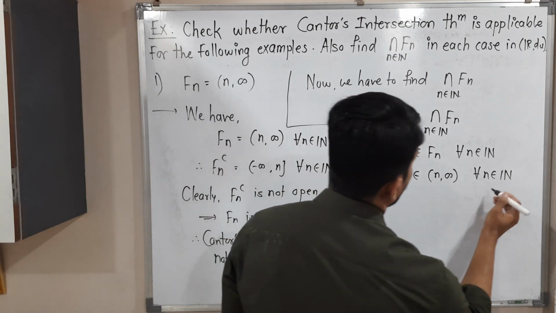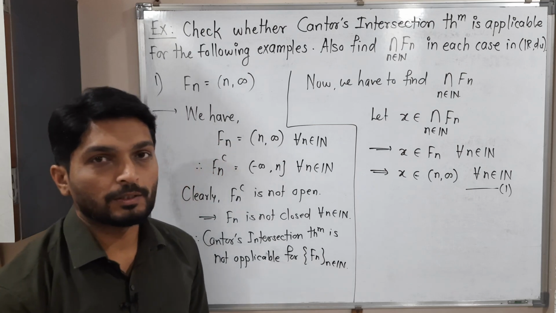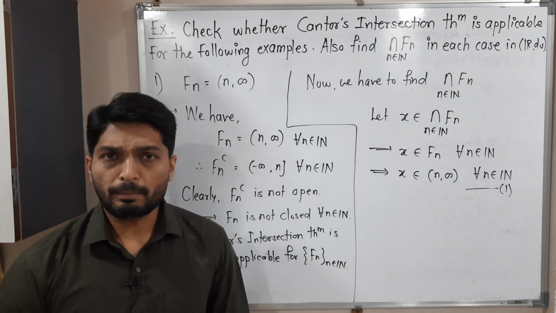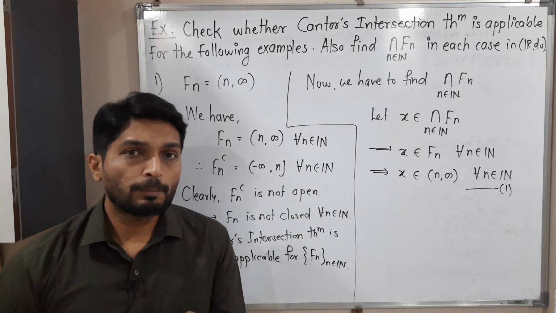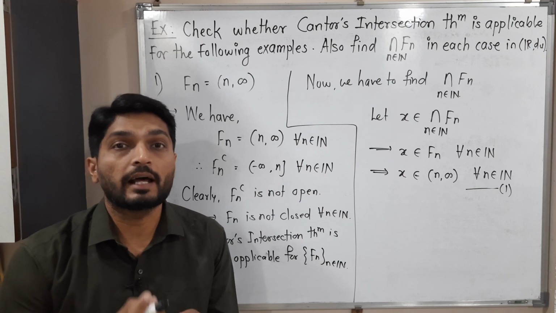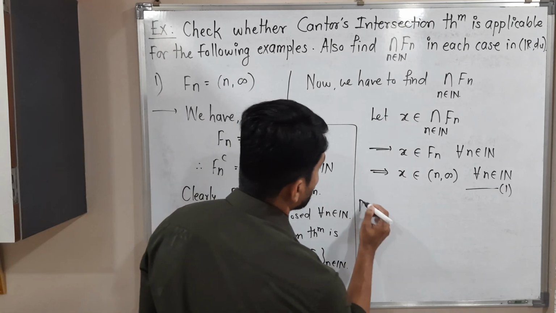X belongs to open interval n comma infinity. So let me call it as 1. Let us move further. I am going to use the Archimedean property here. Do you remember the Archimedean property? This property says if you have any real number, definitely we can find a natural number greater than that.